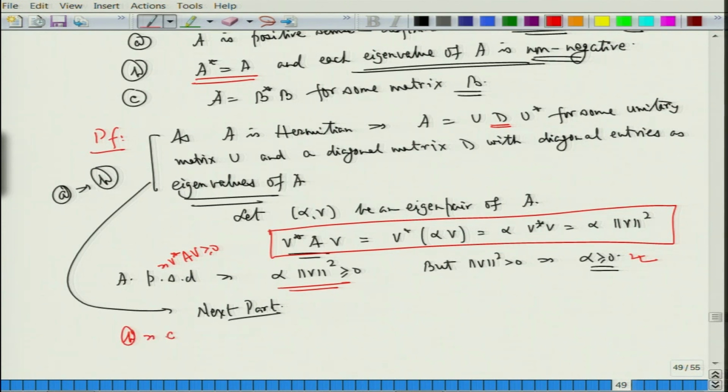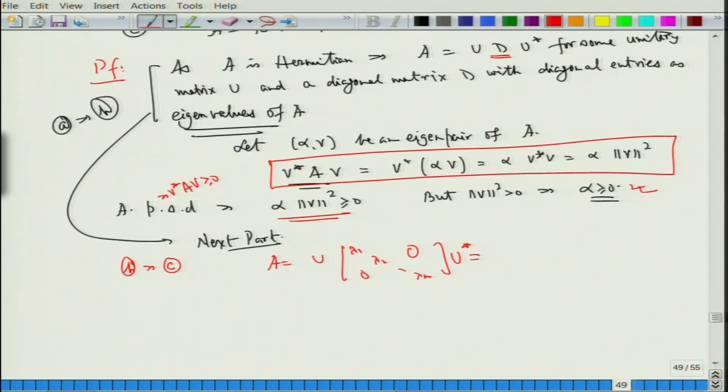B implies C. I have A as U D, where D is lambda 1, lambda 2, up to lambda n, zeros elsewhere, times U star. So I write it as U times the diagonal matrix of square root of lambda 1, square root of lambda 2, up to square root of lambda n, this times this itself, square root of lambda 1 till square root of lambda n, times U star. Is that okay? So I write like this.